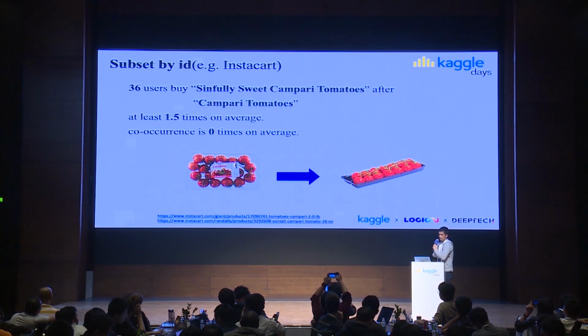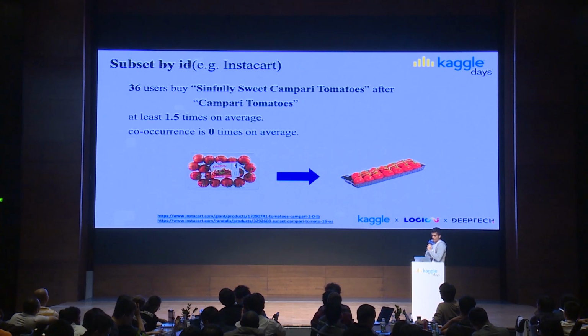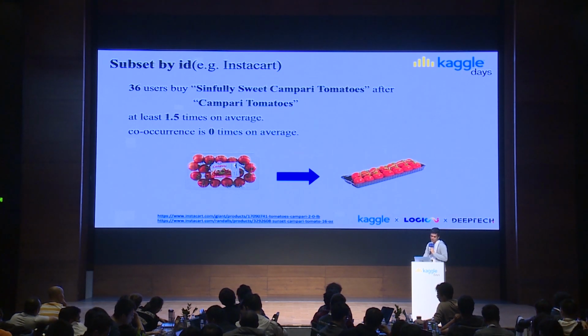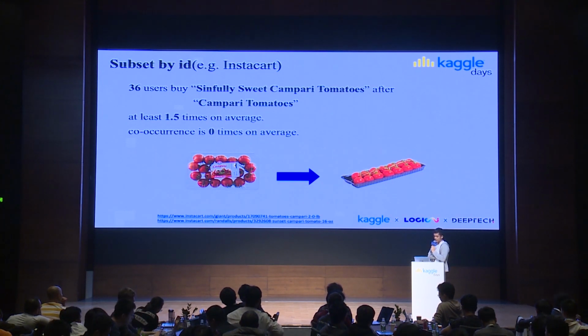Next example is here. 36 users buy Simply Sweet Campari tomatoes after Campari tomatoes, at least 1.5 times on average. Surprisingly, co-occurrence is 0, so nobody wants to buy these items at the same time.